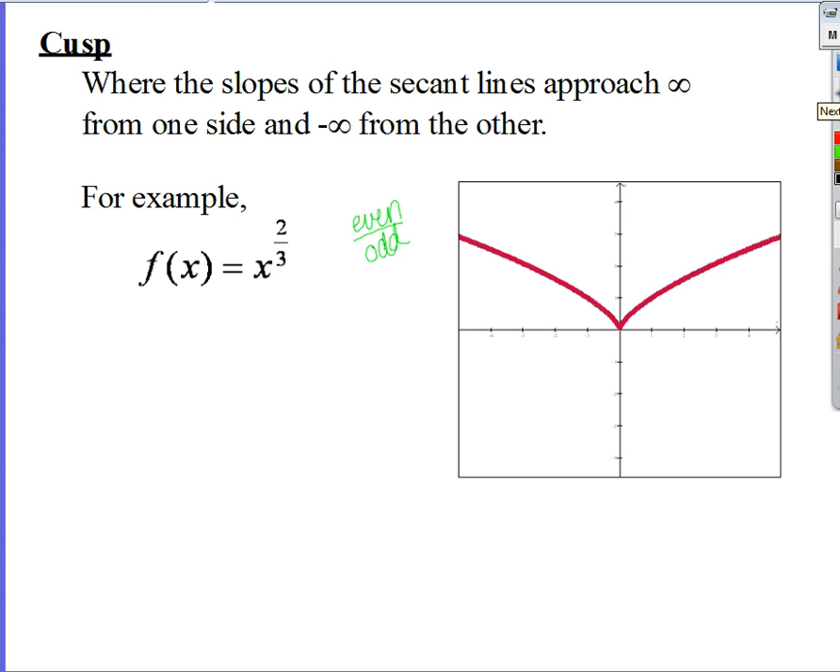A cusp. I think of them as little birdies. Do you remember even over odd? We talked about these in the first chapter as a refresher of types of graphs. A cusp is where the slopes of the secant line approach infinity from one side and negative infinity from the other side. We have this bird-like shape. Even over odd functions will give us a cusp.